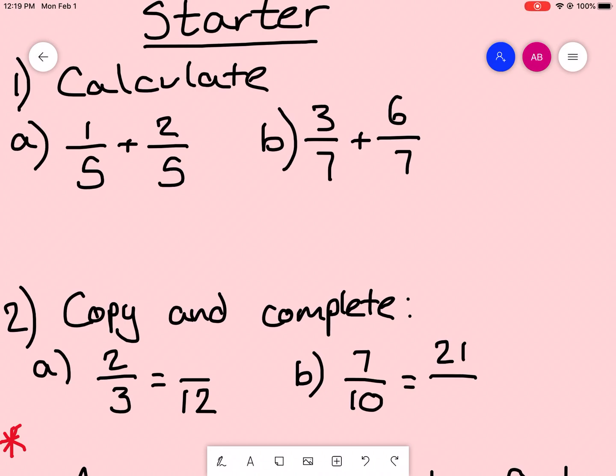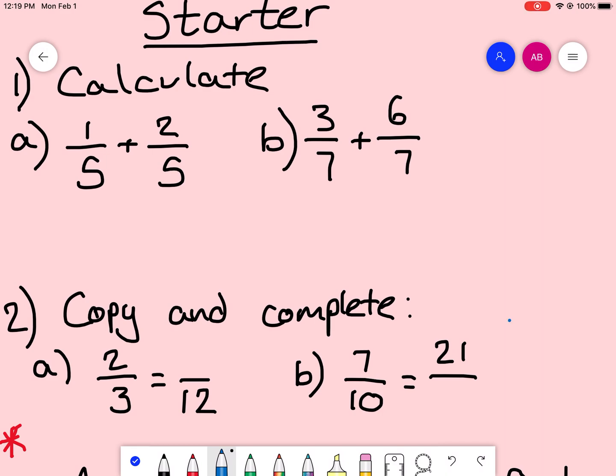Right, hello everyone, this is a video lesson for adding and subtracting fractions for S4, and this is when we don't have the same denominator for our fractions. Quick starter here to get you started, so pause this video just now, complete the starter and come back for the answers.